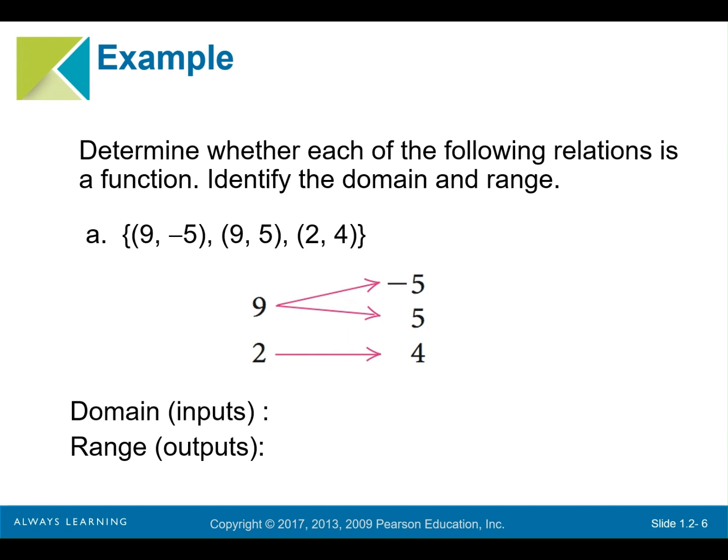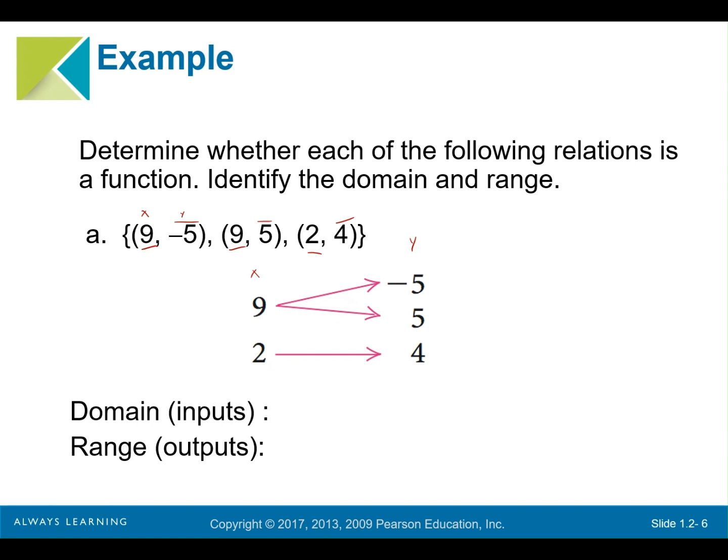So now we're going to determine if this relation is actually a function, and we want to identify the domain and range. So anytime you're given a bunch of ordered pairs like this, remember that this is our x and this is our y, and so our inputs are typically the x side and the outputs are our y side, okay? So each of my inputs are 9, 9, and 2, and each of my outputs are -5, 5, and 4.